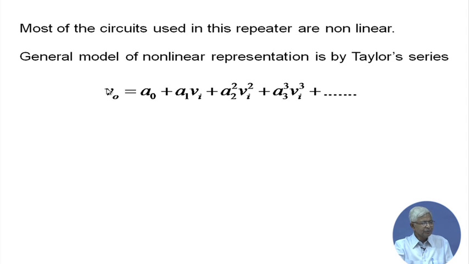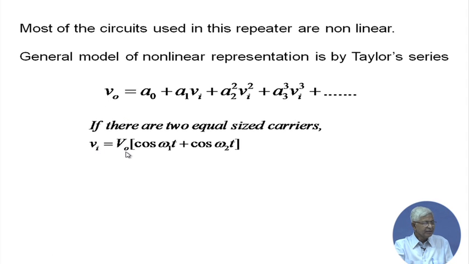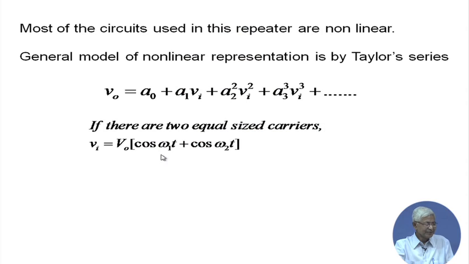Now, if the inputs are two frequencies, like Vi is V0 cos omega 1 t plus cos omega 2 t, possible because many people are communicating with this satellite. So, at least a minimum of 2 should be there. So, two frequencies omega 1 and omega 2 are communicating. Then replace in this Taylor series wherever Vi is there, Vi square, Vi cube, with V0 cos omega 1 t plus V0 cos omega 2 t. I have taken both the signals to be of the same amplitude V0. They may not be the same. For simplicity we have taken this.